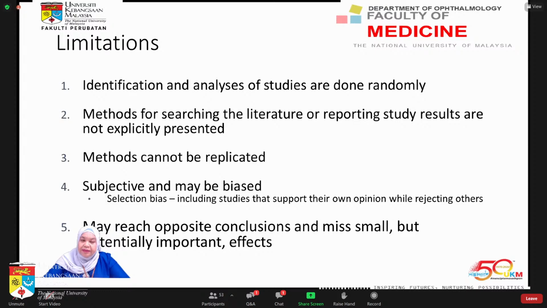However, in literature review, the limitation is that you do the search according to what you think is important. So you randomly identify and analyze the studies, and you don't report the methods of how you searched the literature or reported the study results. Therefore, the methods cannot be replicated. It may be subjective, it may be biased, because you may try to get certain studies into the literature review, or reject others that you think are not plausible or feasible. Therefore, you may reach the opposite conclusion, but miss small yet potentially important effects. Okay, so you can have selection bias in doing a literature review.